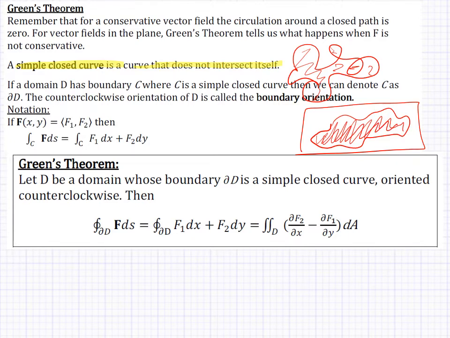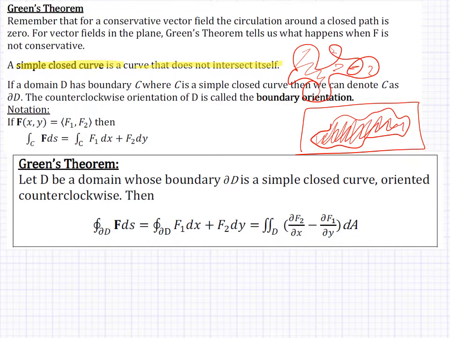Well, if you're integrating over an area, that involves double integrals, okay? We integrate over intervals, we have a single integral. Integrate over areas, we have a double integral. Integrate over volumes, we have a triple integral. So this will have to involve a double integral, okay?